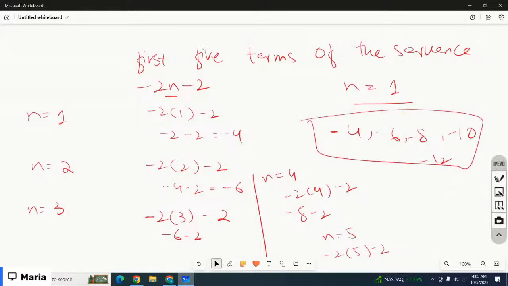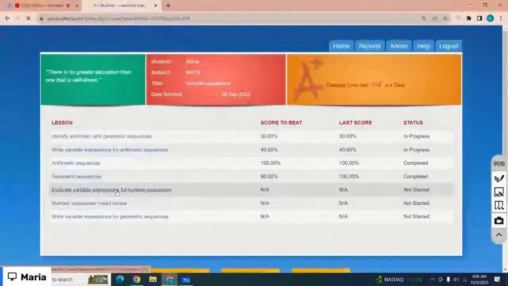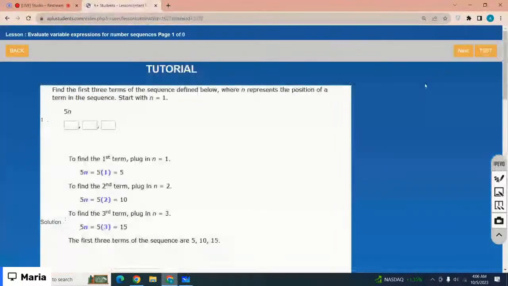So basically, when you are given the variable expression, that's how you evaluate the sequence, right? The lesson is about: you are given the variable expression, you have to calculate the sequence, right? Just put different values of n in the variable expression and you can find the sequence, right? Okay, let's just go to A Plus and do practice questions. Evaluate variable expressions for number sequences. Let's just start with the first test questions.